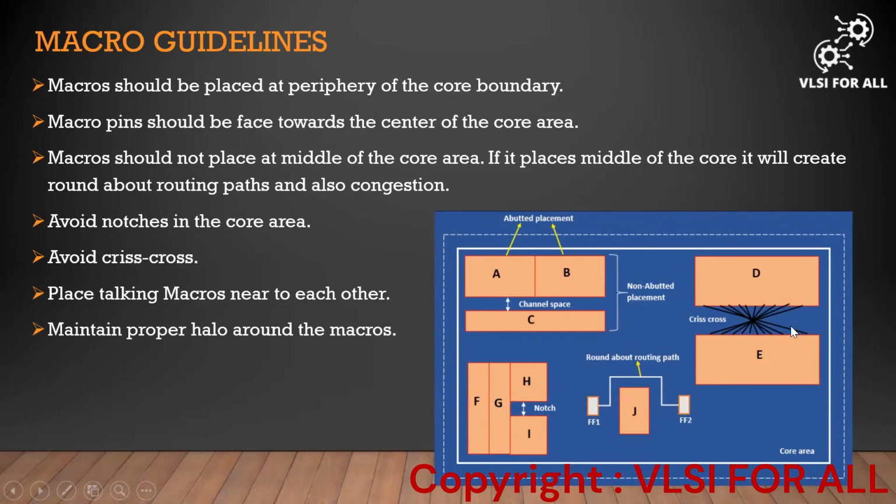Avoid notches in the core area. Notches means whenever we place the macros across the boundary, we should not leave any spaces in between these two macros. If these two macros don't have any pins, we can abut them, like how A and B are abutted. If not, it will be a notch issue. While placing the standard cells, again, it will create some congestion issues.